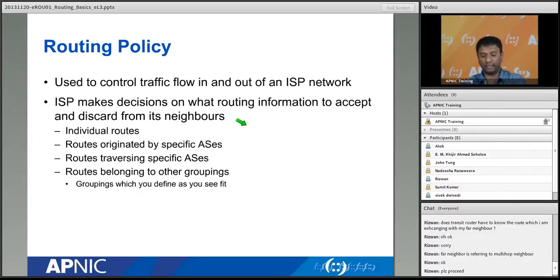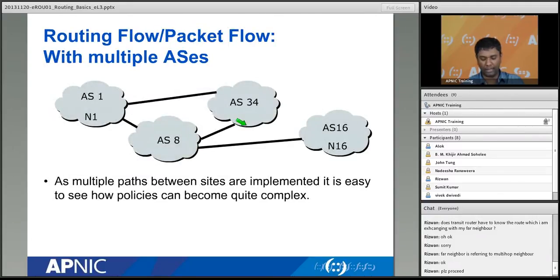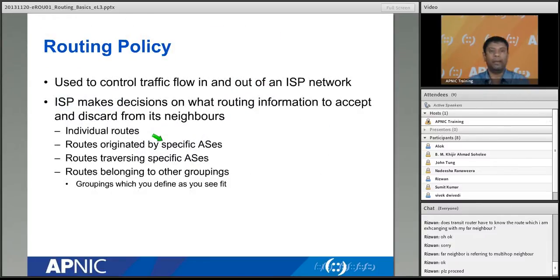To take the decision, if I go back to the previous diagram, right? If they would like to build the path between AS1, AS8 and AS34, they can filter based on individual routes. When they filter based on individual routes, that's what we normally call prefix filtering, right? All the prefixes individually need to be permitted or denied. That's what we call prefix filtering.